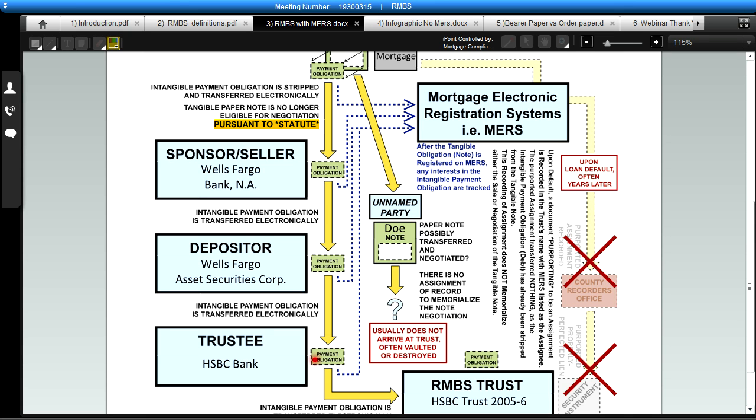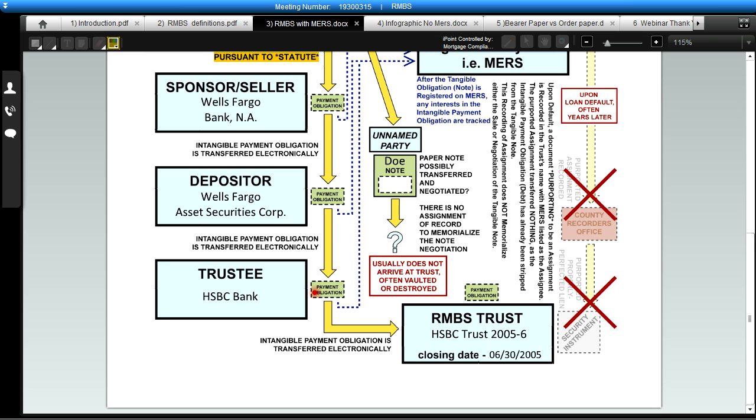Now, the only thing with using copies is that pursuant to 15 U.S.C. 7003, Article 3 and Article 9 are excluded from E-SIGN and UETA. E-SIGN is the Electronic Signatures in Global and National Commerce Act, and UETA is the Uniform Electronic Transactions Act. So we do not have any laws regarding the transfer of copies. We have laws regarding the transfer of a tangible instrument.